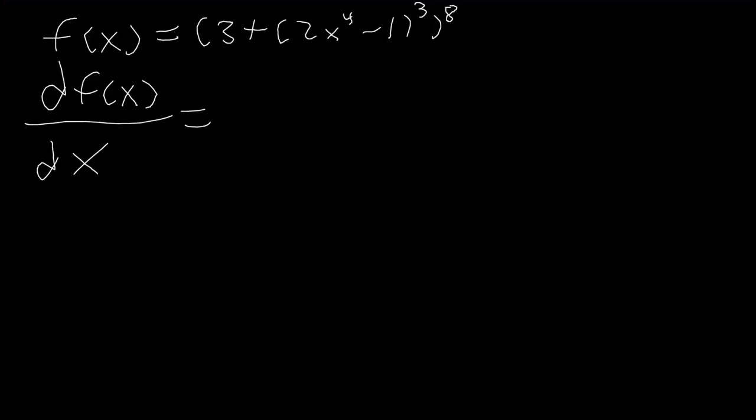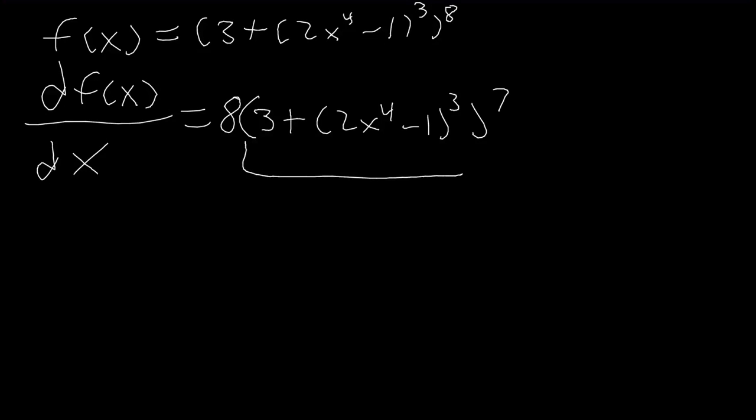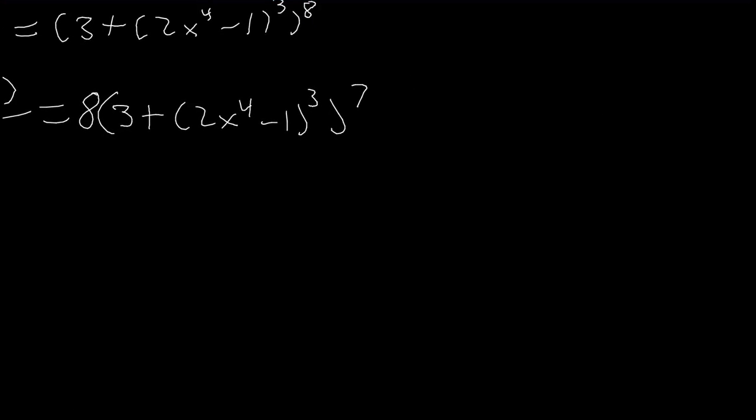So we can differentiate the outside. So it's going to be 8, keep the inside the same. So 3 plus 2x to the 4 minus 1, cubed, all to the 7th. So now we have to multiply by the derivative of the second outermost function. So let's do that.